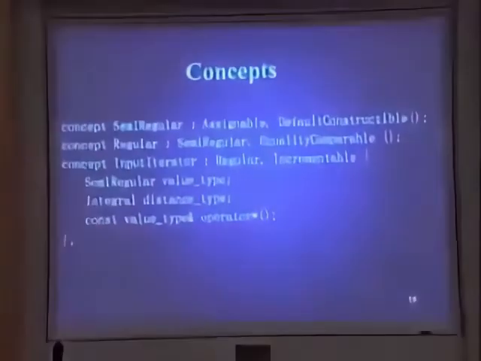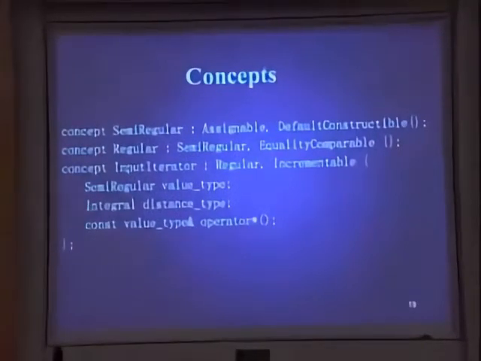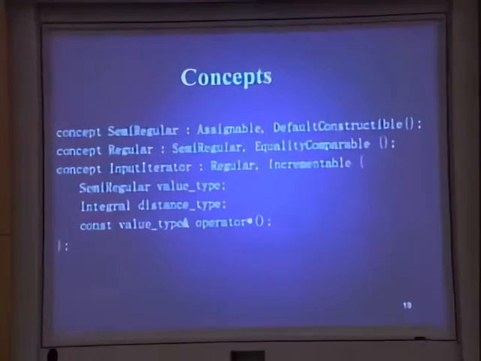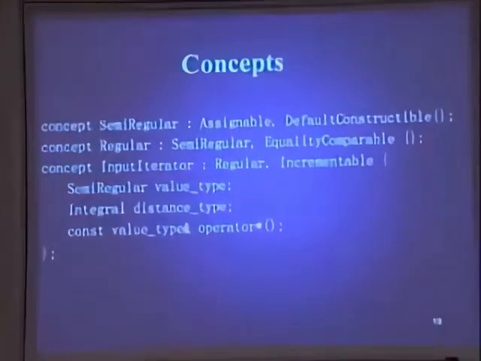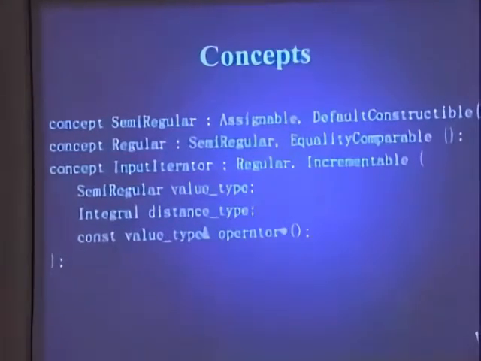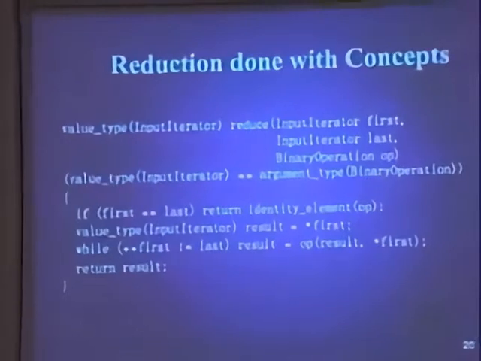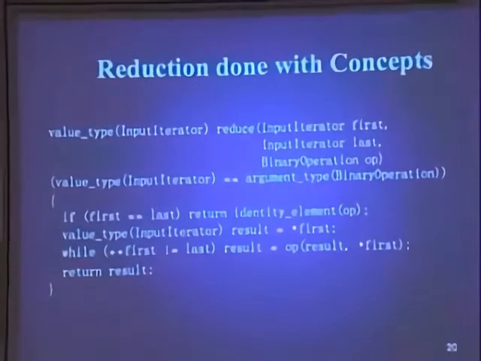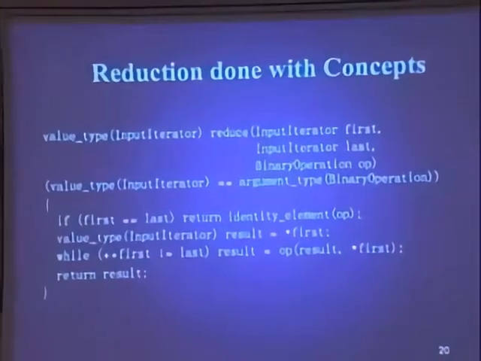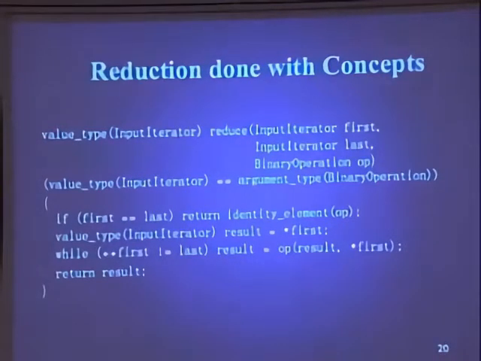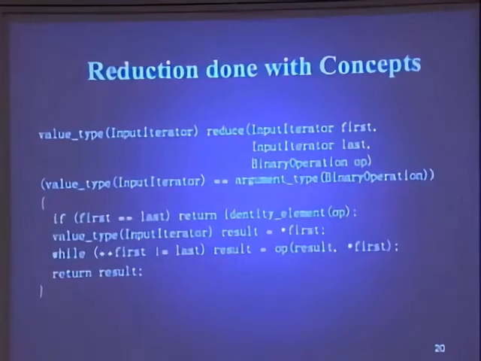We say that value type has to be a semi-regular type. It has to be constructible. Otherwise, it wouldn't work. And distance type has to be an integer of some kind. It is an integral type. This is another concept here. Yes? So let us see how nice and beautiful our reduction becomes. Because now we don't need to say template. Any function written in terms of concepts is generic by definition. It's not a template anymore.